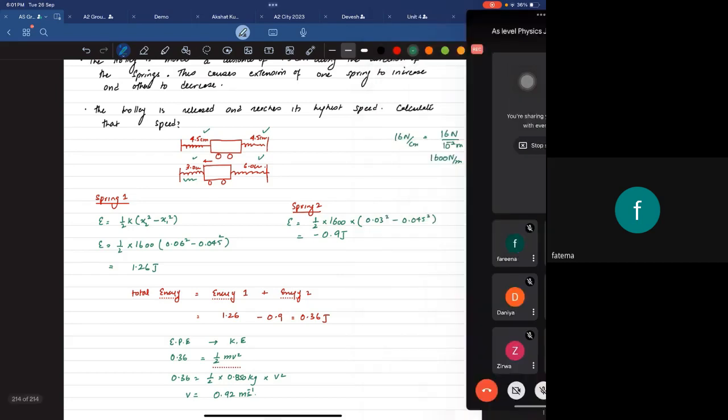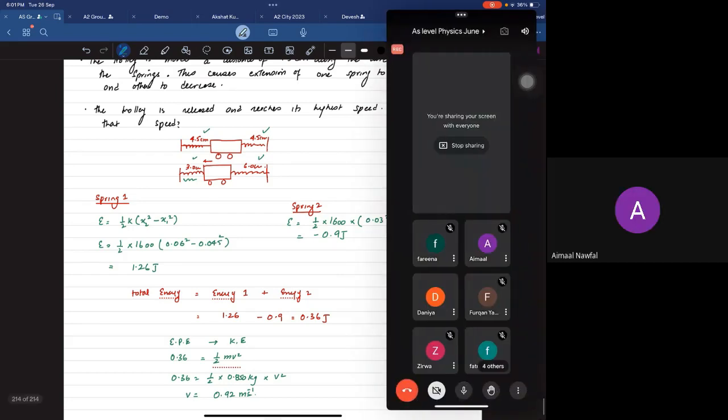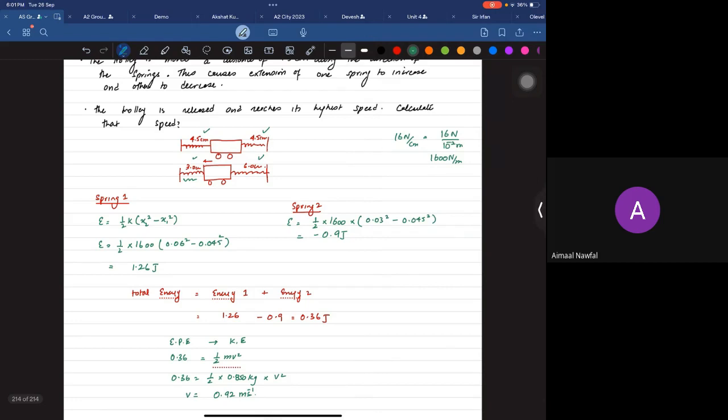Sir, the answer should always be three significant figures, right? No, no, no. That's not the rule, Himal. The rule is whatever data you are given in the question, it should be equal to the minimum data significant figures, or one more than that. If the data has three, you can write in three or four. If the data has two, minimum significant figures two, so two and three, like that. Is it clear? Okay, sir.